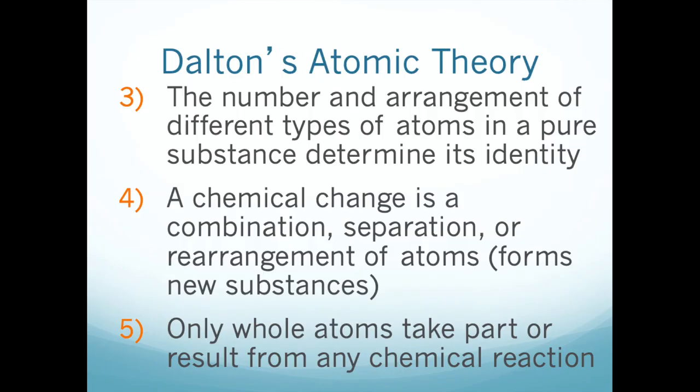The number and arrangement of different types of atoms help identify a pure substance. So now we're getting into compounds, right? If the atoms in an element are the same, and different elements have different atoms, the same could be said for compounds. When you combine atoms in different fashions, you make new substances. If you take carbon, you make new compounds, new substances.